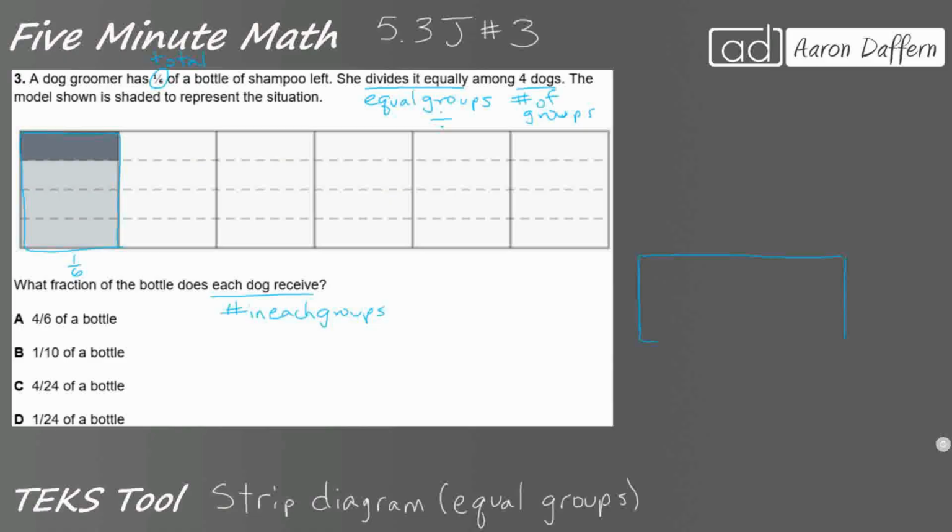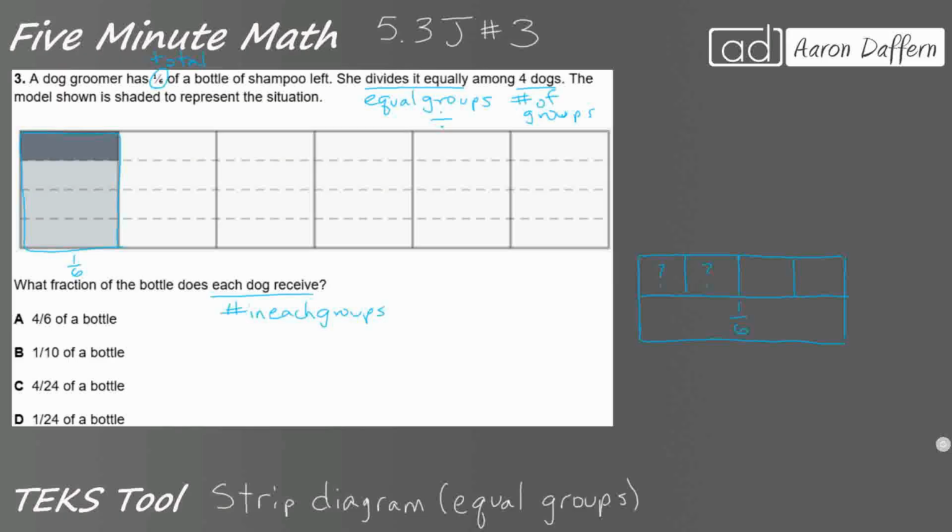All right, I'm going to put my total on the bottom. You could put it on the top if you want. Lots of different ways to show this. And it's going to look a little strange because it's not a whole number, it's a fraction, but that's okay. It doesn't have to be a whole number. Then I'm going to split this into 4 equal groups. All right, so there's my 4 equal groups. And there we go.